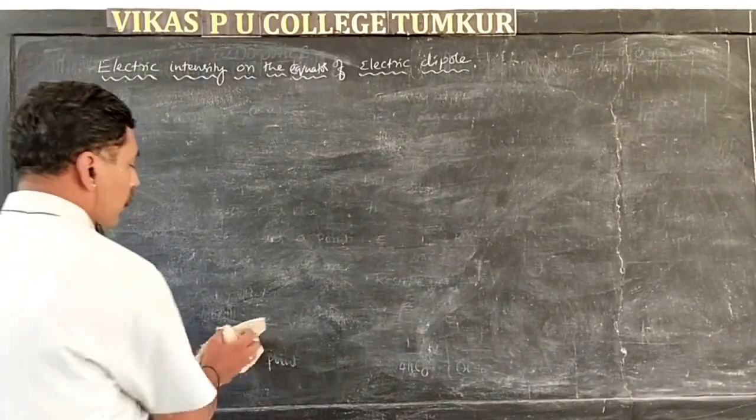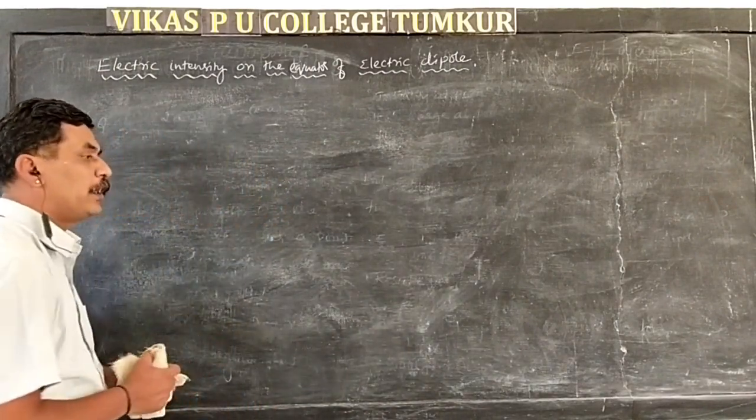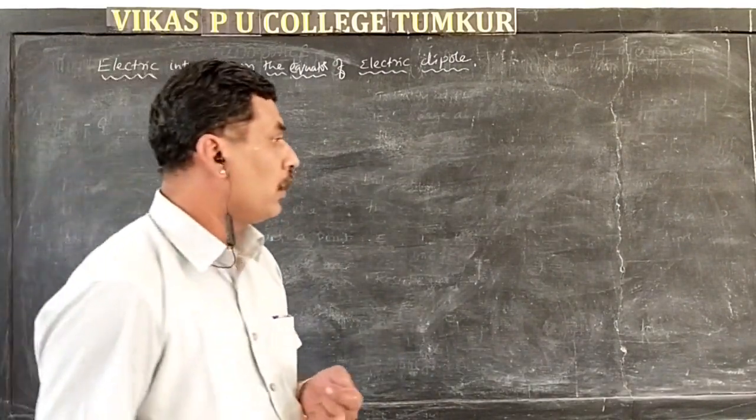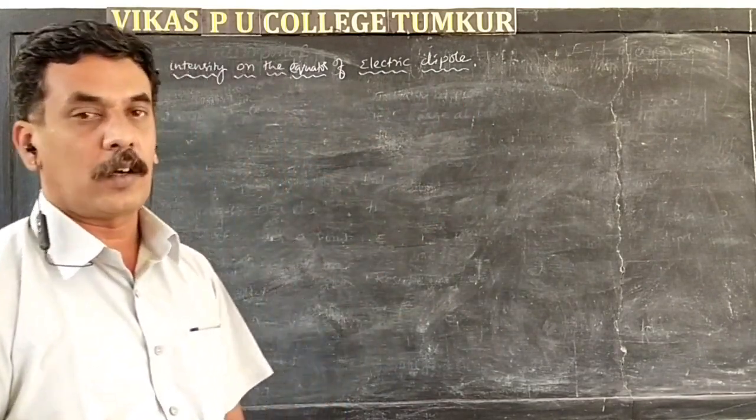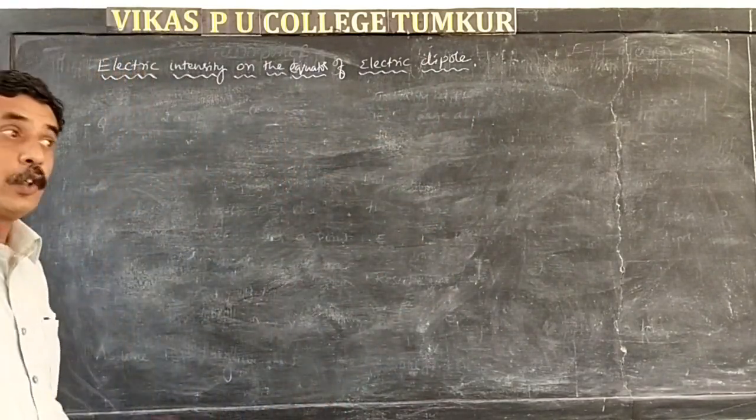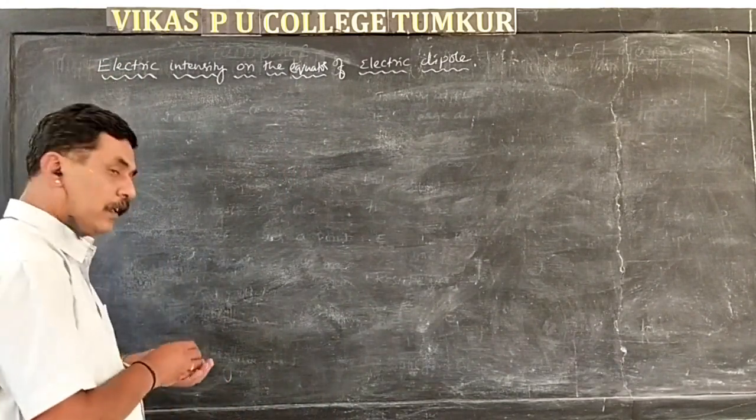Now, we shall arrive at an expression for electric intensity on the equator of an electric dipole. Equator. So, ಈಗ equator ಅಂದ್ರೆ ಏನು ಅಂತ ಆಗಲೇ ಗೊತ್ತಿದೆ.